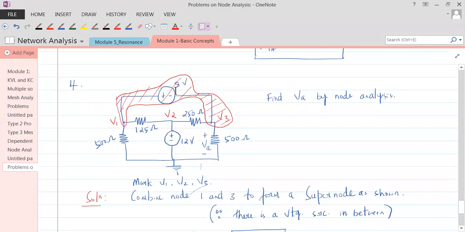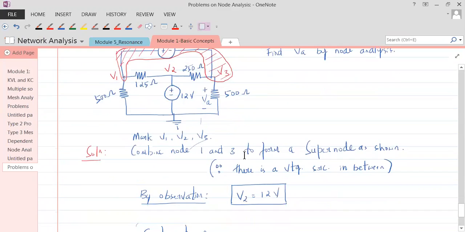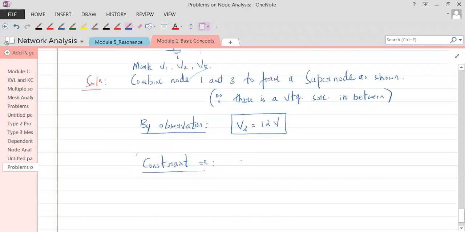Sir, V1 minus V3 is equal to... Yeah, it's V1 minus V3 because V1 is connected with the positive, V3 is connected with the negative. So V1 minus V3 would give you 8 volts. So that is your constraint equation. If you don't write the constraint equation, the number of equations would not be sufficient. So it's V1 minus V3 equal to 8 volts. So this is one equation you can call.